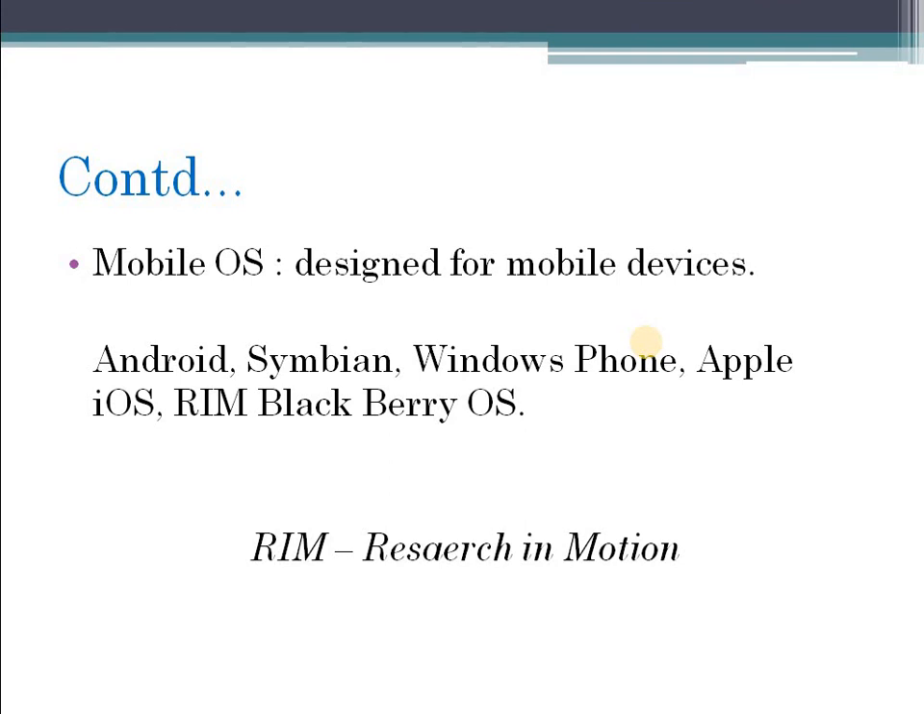The latest version of BlackBerry OS is BlackBerry 10. It is based on the technology QNX. QNX stands for Quick Unix. QNX is designed on the basis of Unix. Unix interface is used to design QNX, and the QNX concept is used to develop the latest version of BlackBerry. RIM stands for Research in Motion.